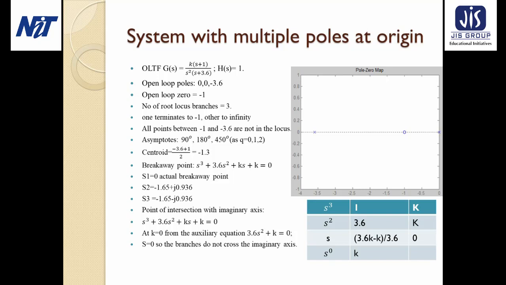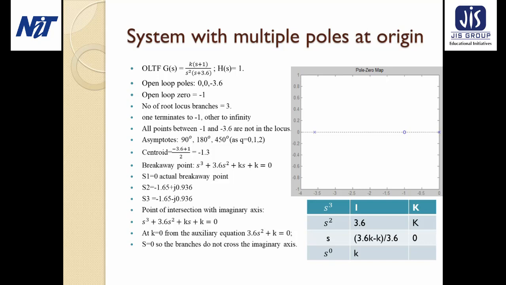We can solve this equation and we get 3 solutions: s equal to 0, and the remaining 2 are minus 1.65 plus minus j0.936. So S2 and S3 are complex quantities. So s equal to 0 is the actual breakaway point. From the origin, or S1 equal to 0, the breakaway point occurs. That means the locuses from the 2 poles are coming to the breakaway point at 0 and then they will go to infinity.